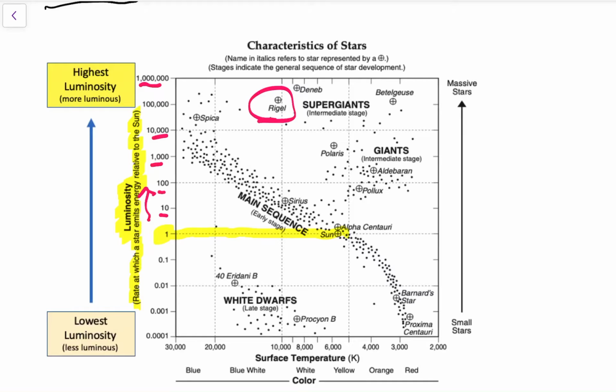If we are at 1 and we were to go down and look at the decimals, 0.1, 0.01, these stars are dimmer than the sun. They're not as bright as the sun. So for example, Barnard star is down here. It's lower than the sun, so it is dimmer than the sun. The sun is brighter than Barnard star.